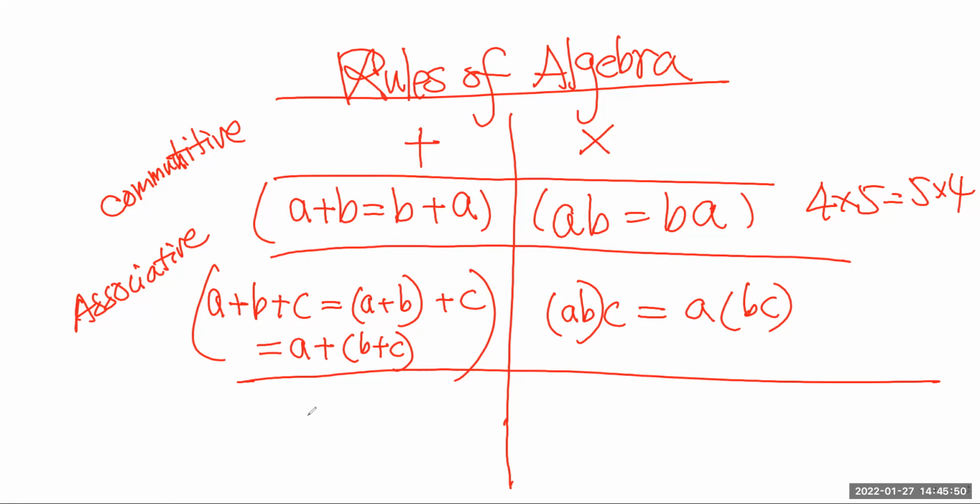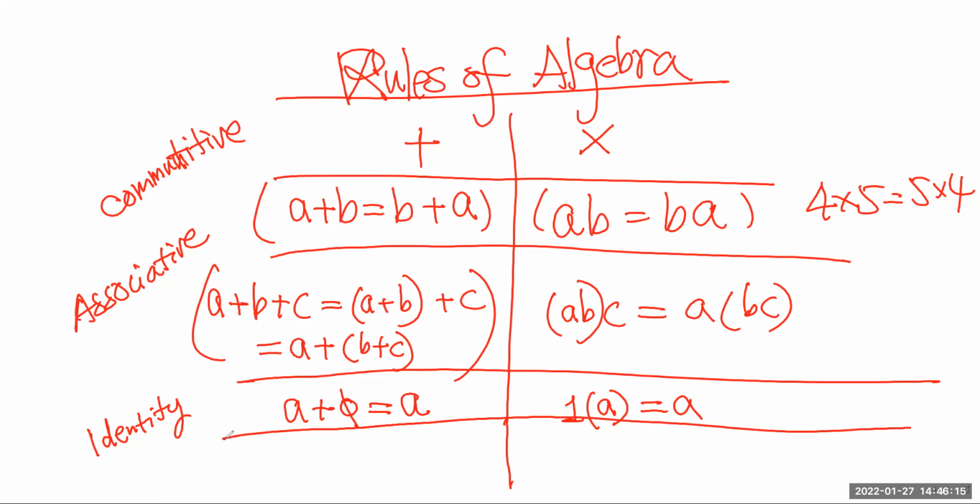So we have that. Then we also have a special number, 0. Zero added to any number does not change its value. And then we have 1. 1 times a number is the number itself. So this is called the identity property.